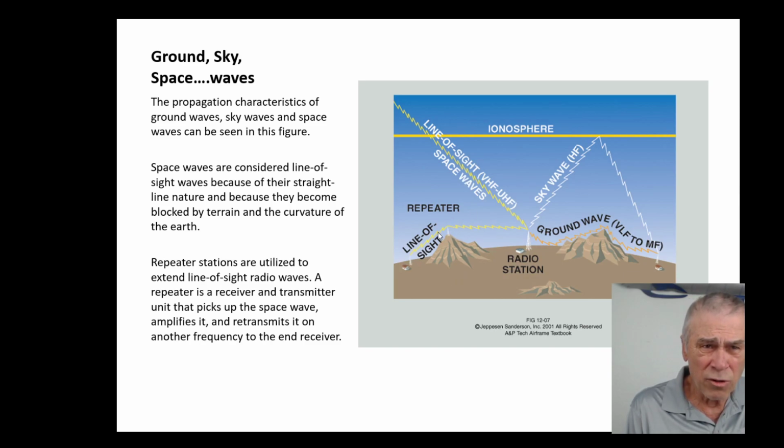There's a repeater here which can actually use space waves for this portion, and as long as it's going to be a straight wave, if you can clear terrain, you can use line of sight with a repeater. So you can have a stronger signal, in effect, as opposed to very low frequency or medium frequency. With space waves, you can have very high frequency or ultra high frequency.